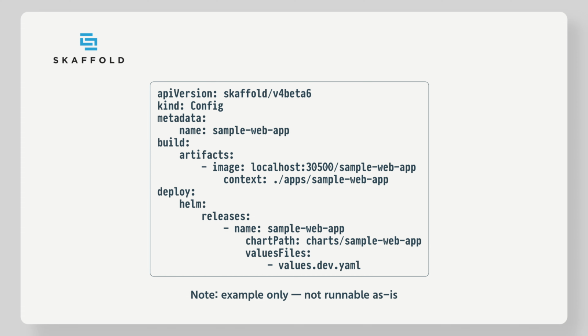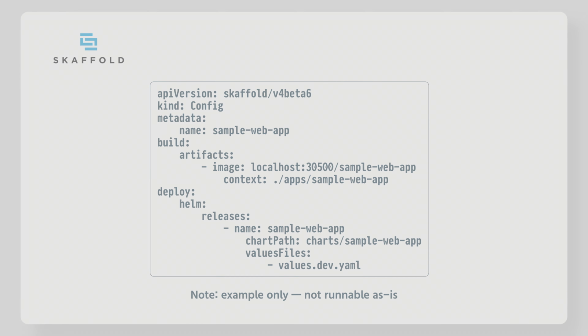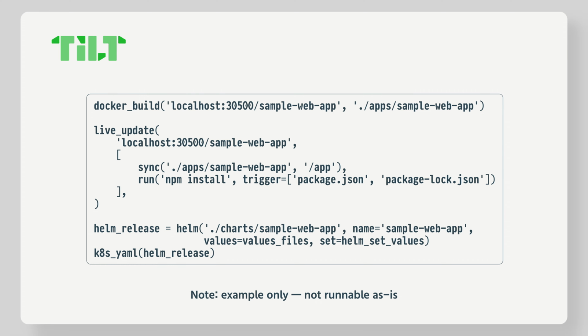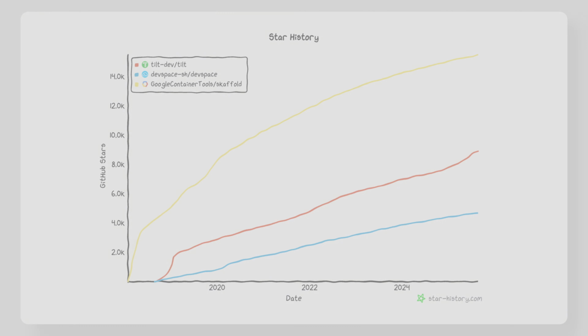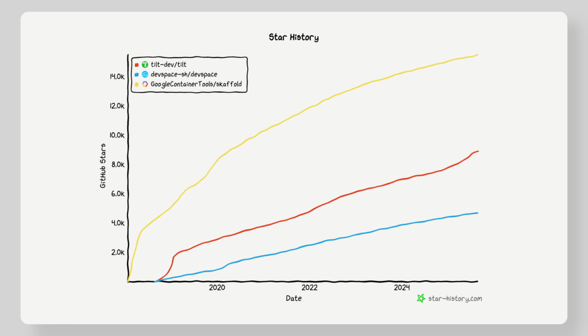Skaffold is a declarative dev deploy tool. Here's a tiny skaffold.yaml. Tilt is a flexible dev orchestrator you program with a Python-like language called Starlark. Here's a minimal Tiltfile. DevSpace is a batteries-included remote dev tool. Here's a minimal devspace.yaml. Here is the GitHub star history of these tools. Each tool has its own unique features and strengths, making them suitable for different use cases and preferences, but I recommend Tilt for its flexibility and ease of use.